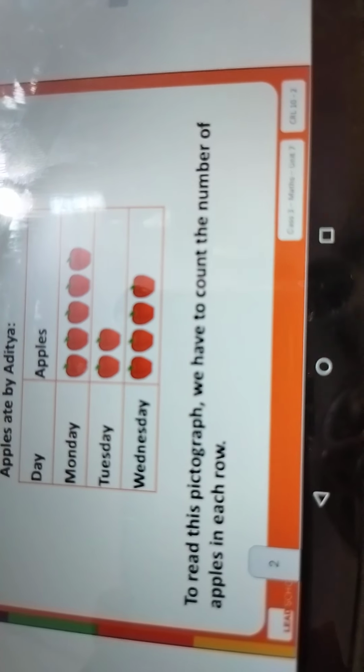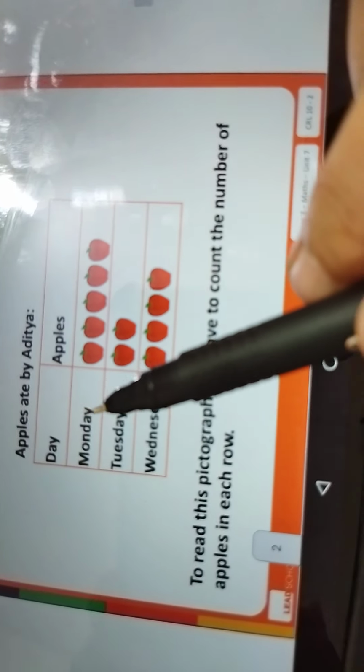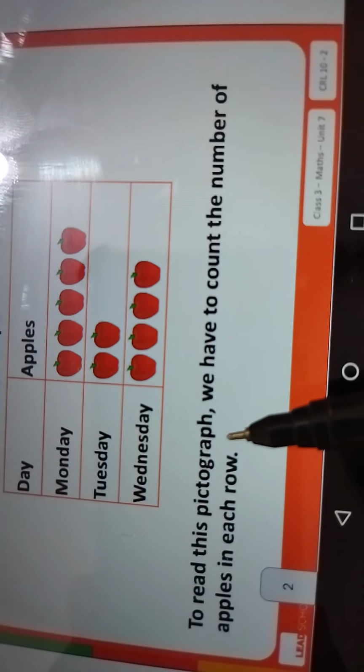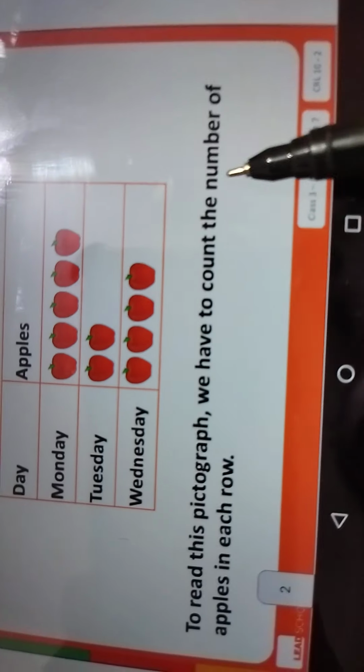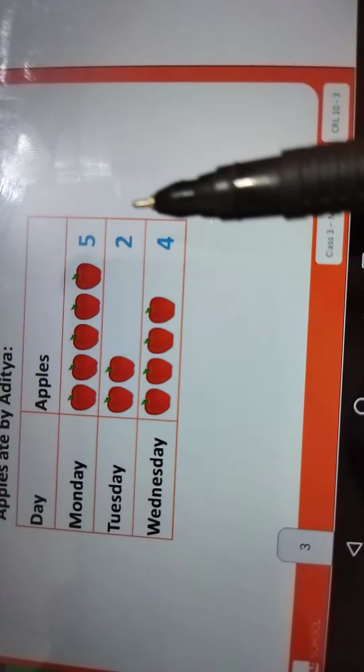Now look at this. Apples sold by Aditya. Here there are days and apples. There are 3 days: Monday, Tuesday and Wednesday. There are 5 apples on Monday, 2 apples on Tuesday and 4 apples on Wednesday. To read this pictograph, we have to count the number of apples in each row. What do we have to count? The number of apples in each row.